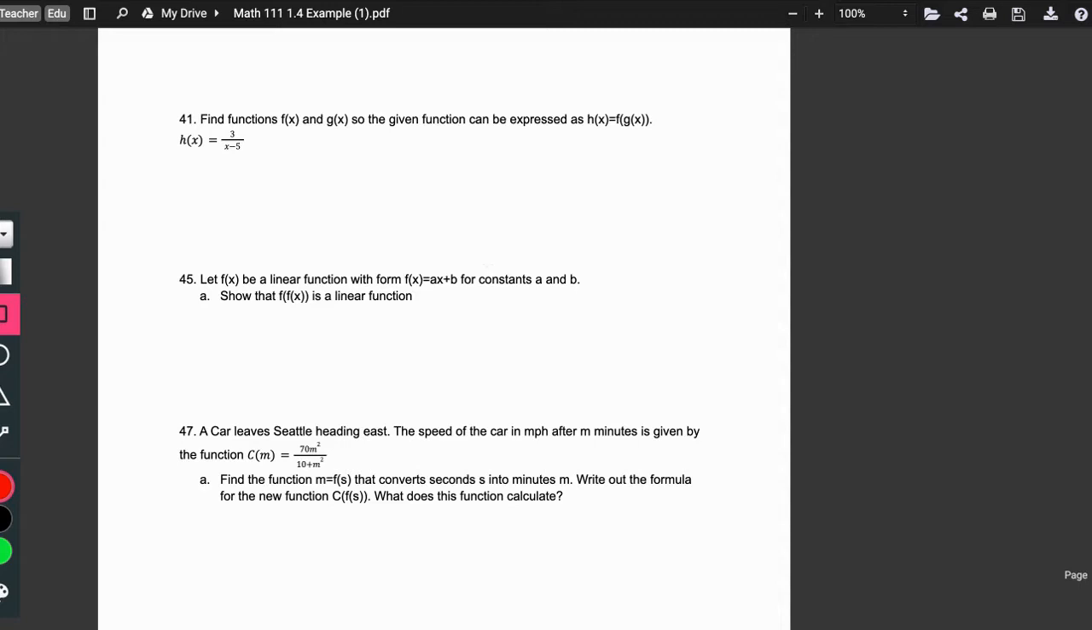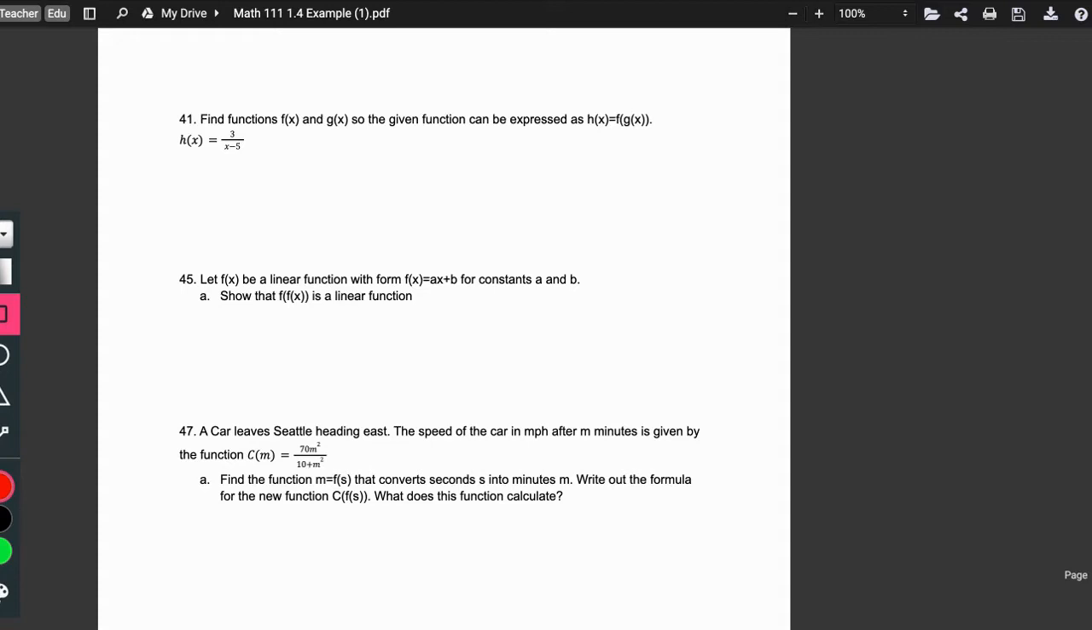So I'm looking at 41. It wants us to find functions f of x and g of x, so that the given function can be expressed as h of x is equal to f of g of x. And it's telling us that h of x is 3 over x minus 5. So when I'm looking at this function right here, 3 over x minus 5, I really need to think that this actually represents two functions in one. So I want to try to think of what those two functions are.